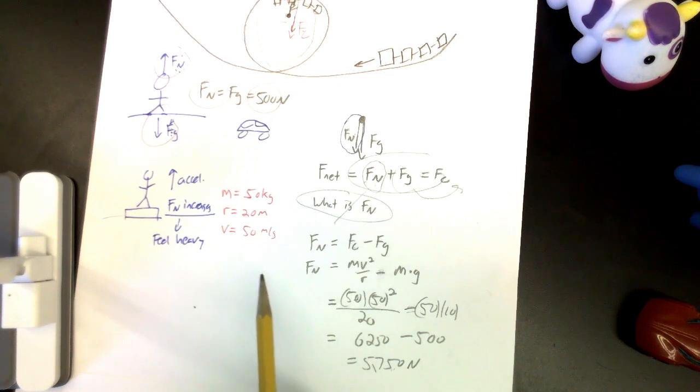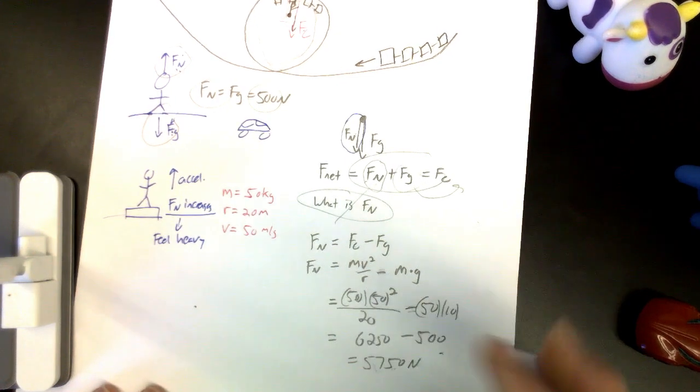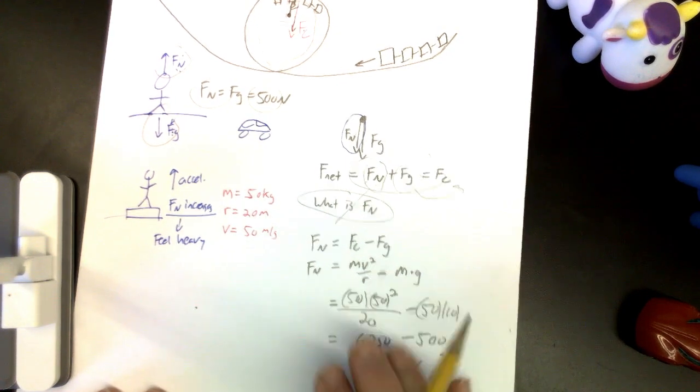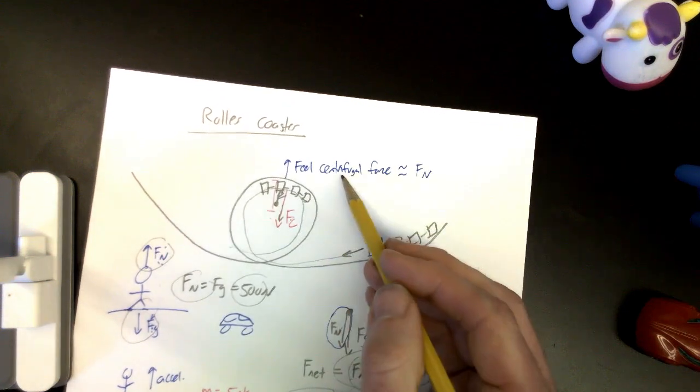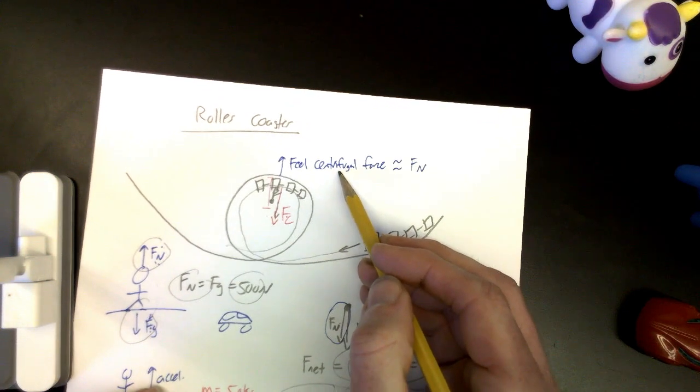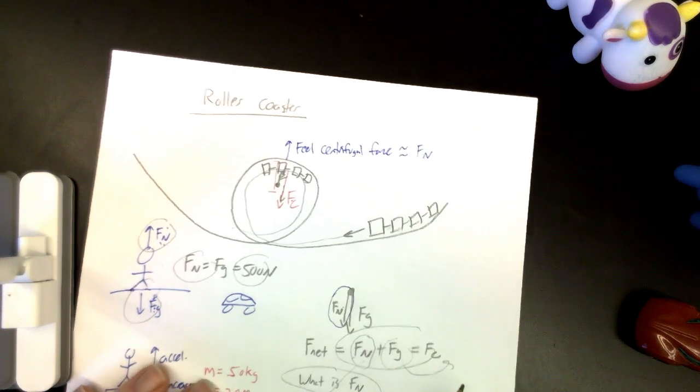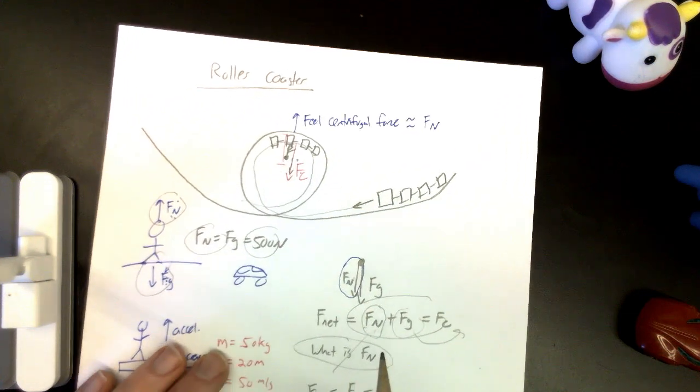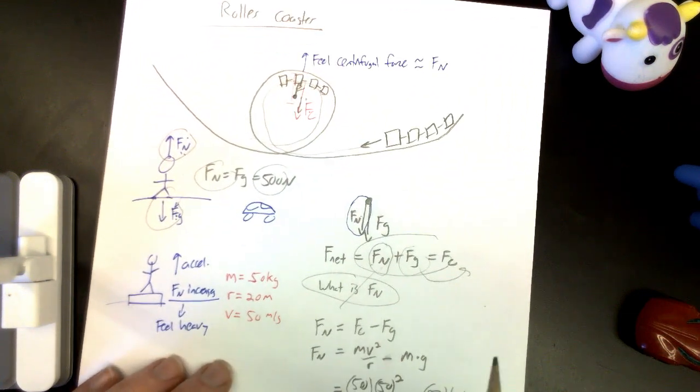So maybe you don't want to be going at 100 miles an hour upside down in this roller coaster. You'll be stuck to your seat, right? Remember, whatever this normal force is, that's what you're going to feel like is this centrifugal force coming out, right? So you're going to feel really, really heavy, but you're going to be upside down in the roller coaster when you're feeling really heavy.